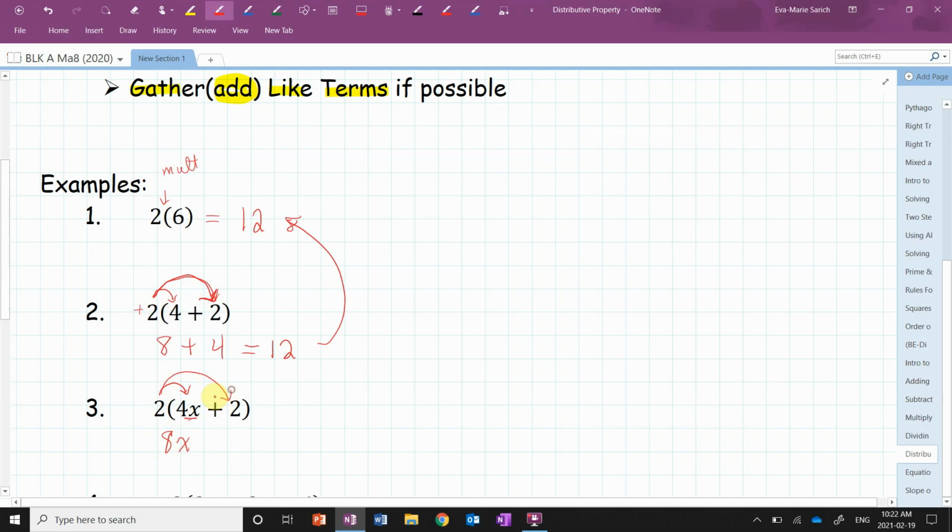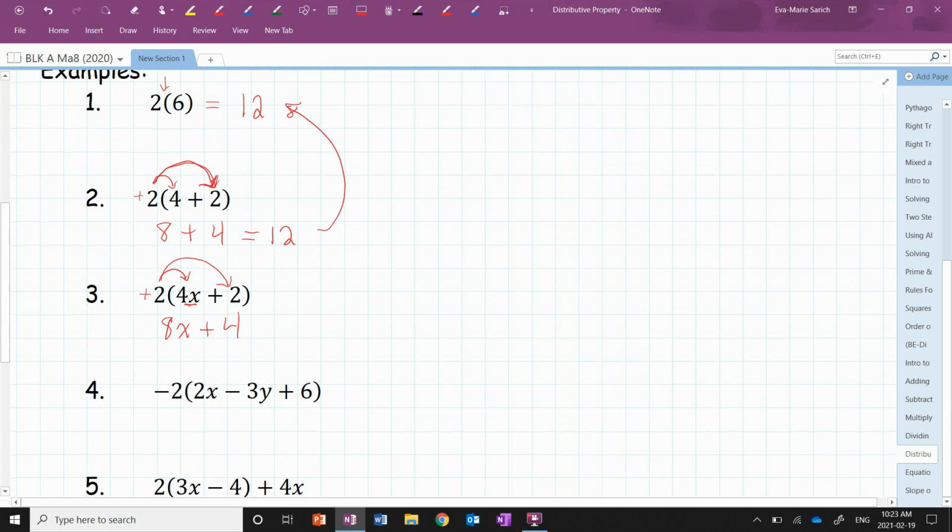And then the 2 in front of the bracket multiplies the next term. So remember, positive 2 times positive 2 gives us a positive, and 2 times 2 gives you 4. So now our answer is 8x plus 4. We can't add together x's and 4's, right? They're different terms. So this, in fact, is our final answer. Okay? Let's look at one that's a little bit bigger.